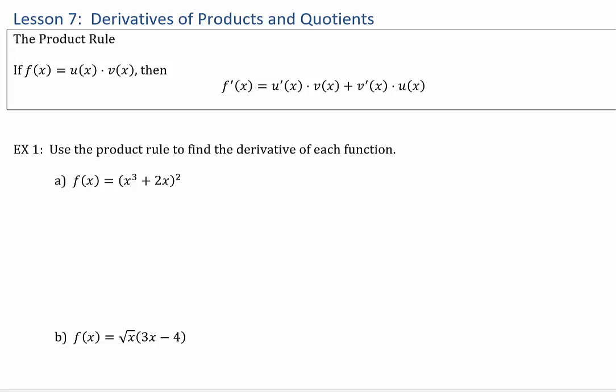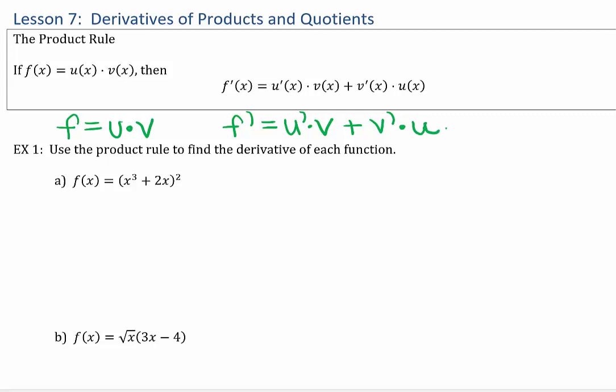So I have written down the product rule written out in function notation. I'm going to write it in a slightly simpler form so that it's a little bit easier to memorize. So if your function is a product of u times v, then the derivative of that product is the derivative of the first times the second plus the derivative of the second times the first. So u prime times v plus v prime times u.